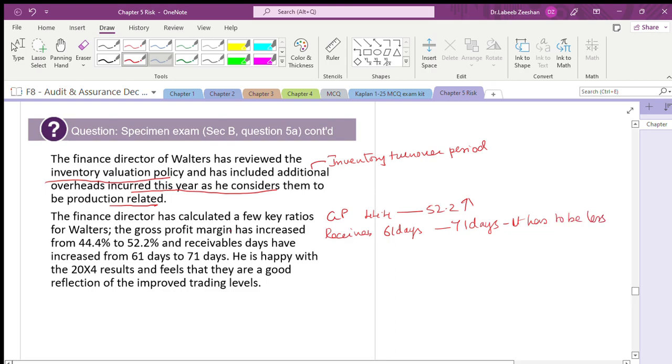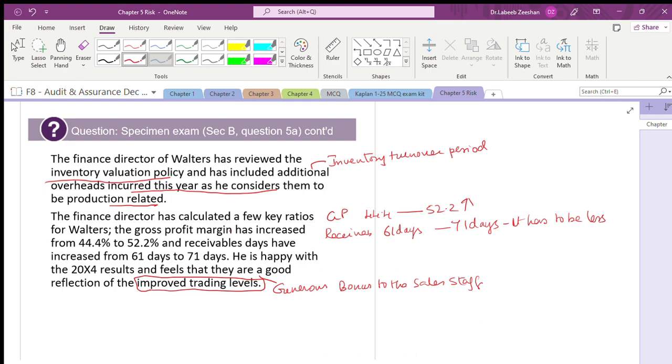Fine. He is happy with the 2004 results and feels that they are a good reflection of the improved trading levels. Yes, he is very happy. Why will he not be? Because he is giving a generous bonus to the sales staff. When you are giving a generous bonus to the sales staff, definitely the sales people will sell left, right and center. They will not see to whom they are selling. Creditworthiness will not be there.